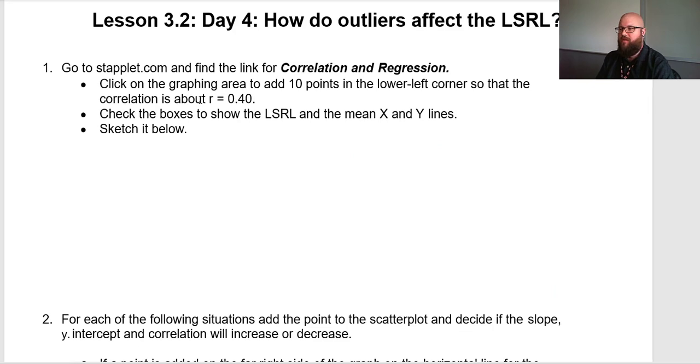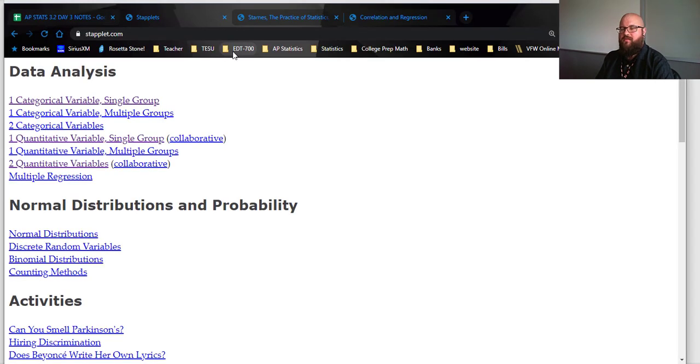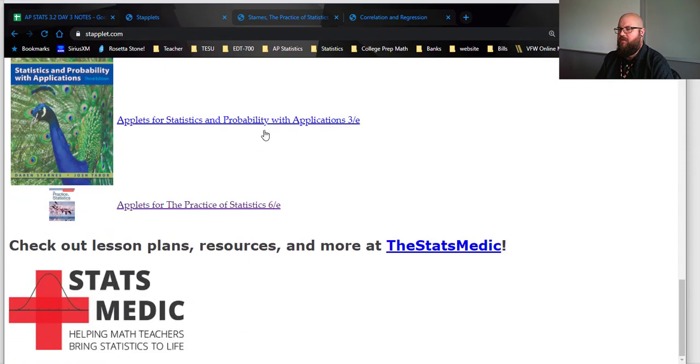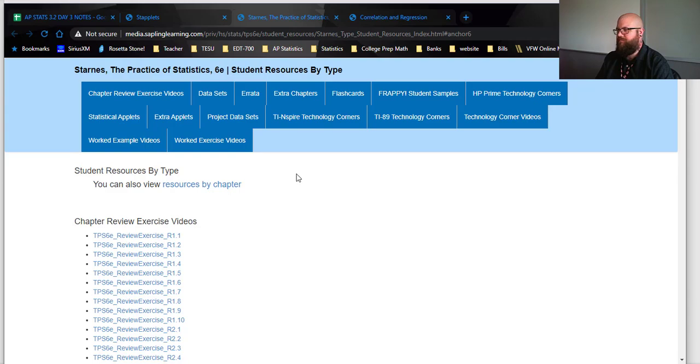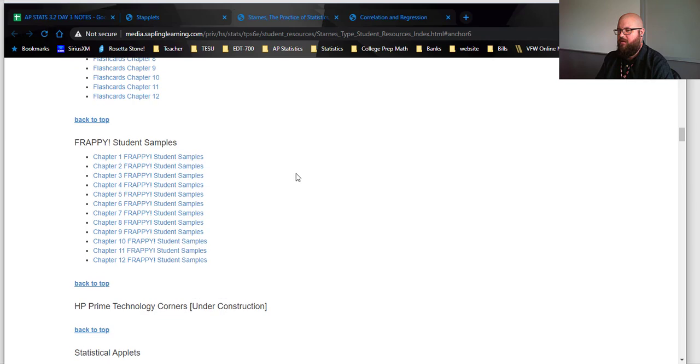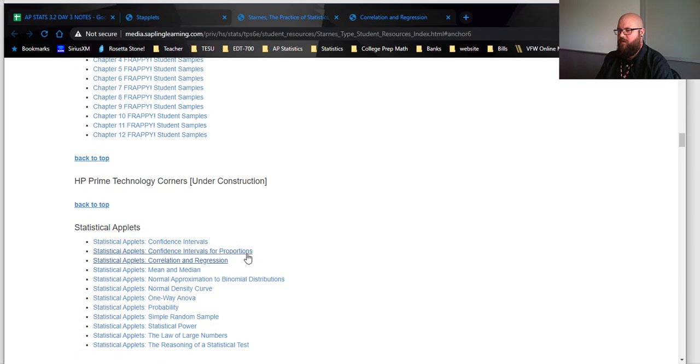All right, so now we're just going to play around and have some fun with this one. We're going to play with some outliers and see how it affects our least squares regression line. So let's go to Staplets, all right? And when you get here, you can scroll down and you want to click on Applets for the Practice of Statistics 6th edition. When you click on that, this site right here, scroll down and we're going to look for the correlation and regression.